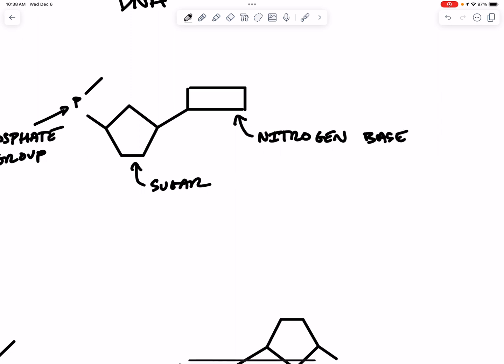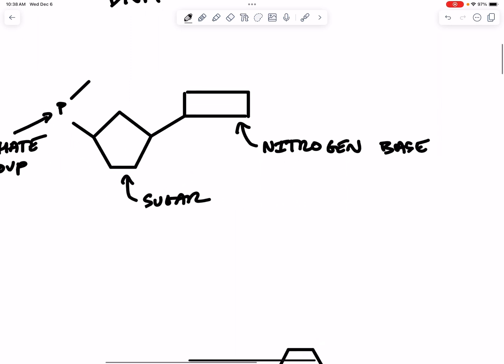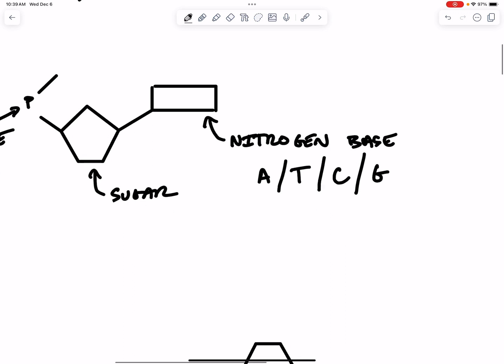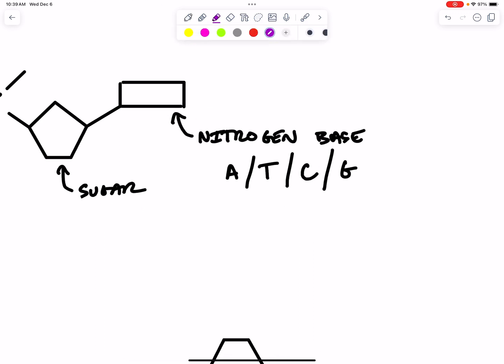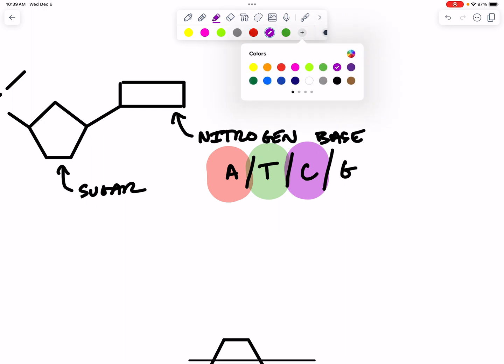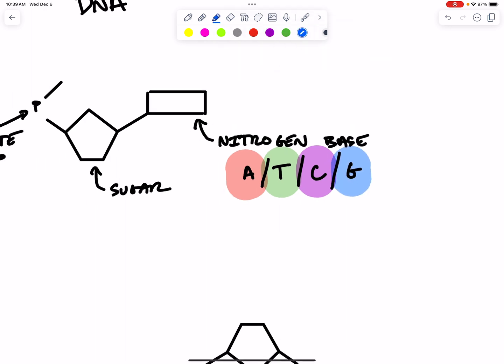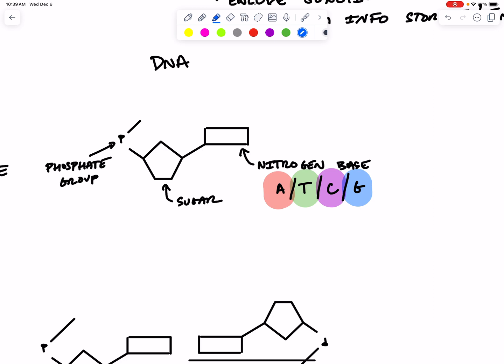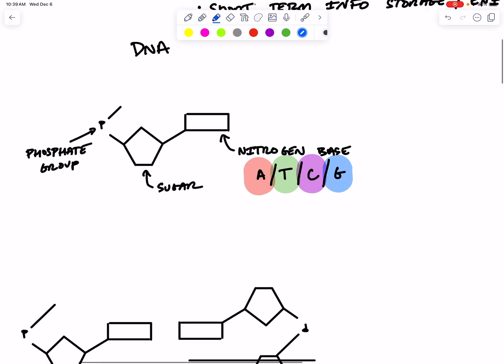These nitrogen bases come in 4 different flavors in DNA. They can be adenine or A, thymine or T, cytosine or C, guanine or G. So these 4 different flavors are the 4 different nucleotides. Okay, so DNA has 4 different nucleotides, A, T, C, and G.